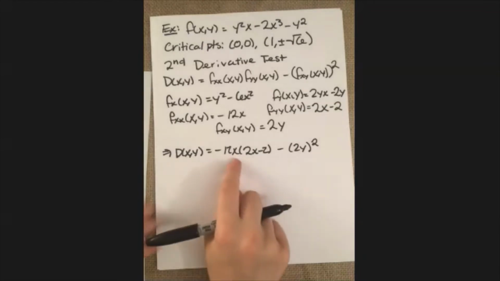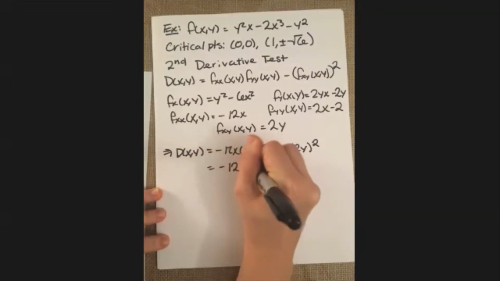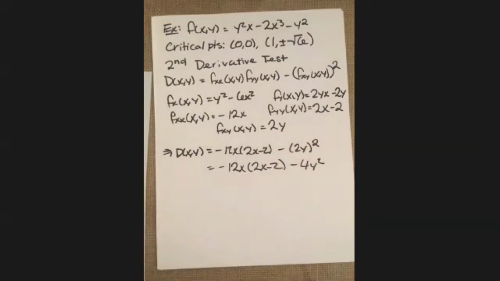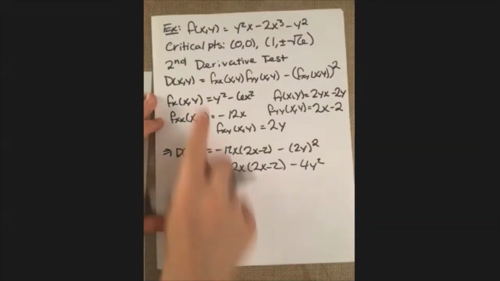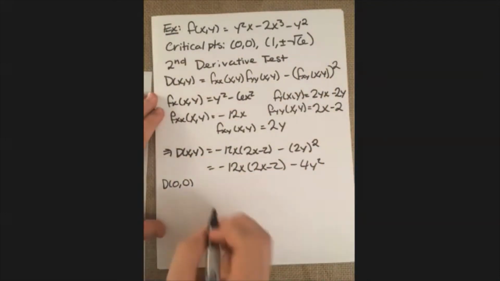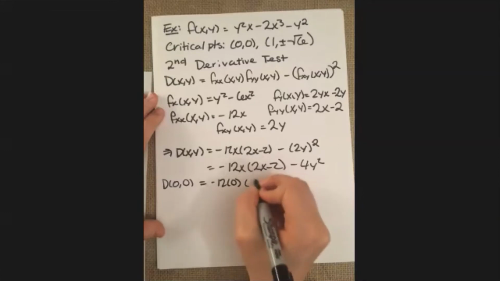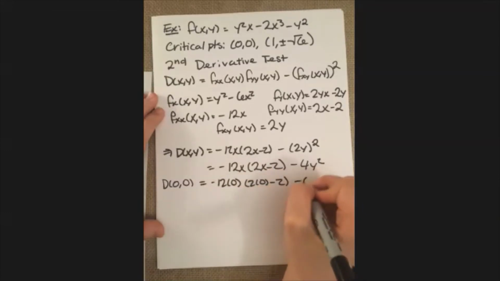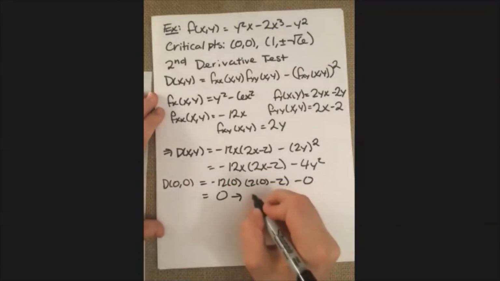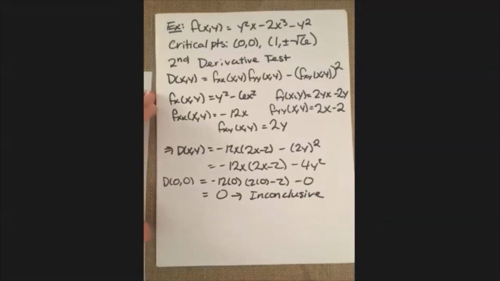I guess if you want, you could distribute that through. I don't really see any point in that, but I am going to go ahead and square that right there. Minus 4y squared. Okay, great. Now we're going to start plugging in our critical points. D at (0, 0) is going to be negative 12 times 0 times, I guess, 2 times 0 minus 2, and then minus 0. Well, that whole thing is just equal to 0, so the second derivative test is going to be inconclusive there. So we'll just leave that alone for now.